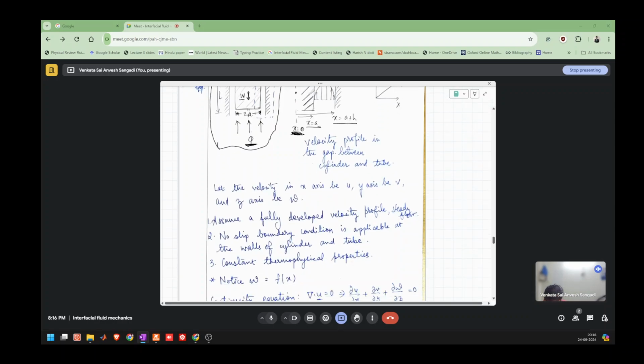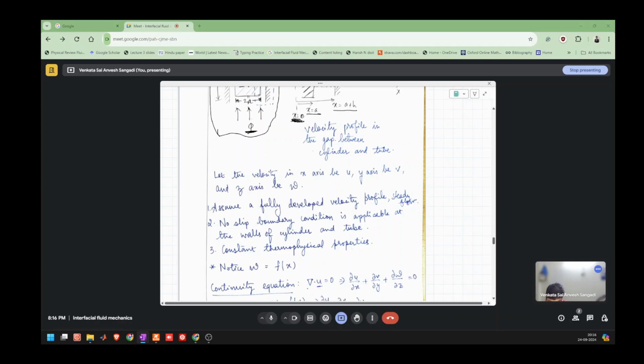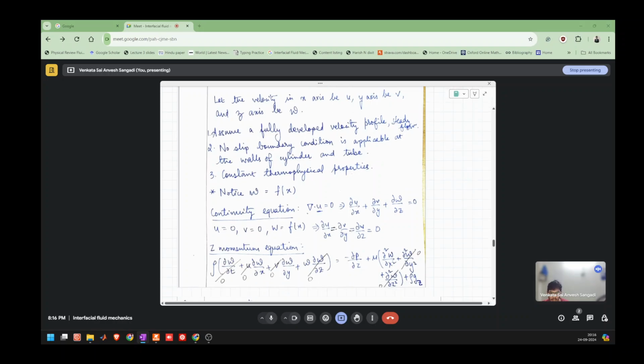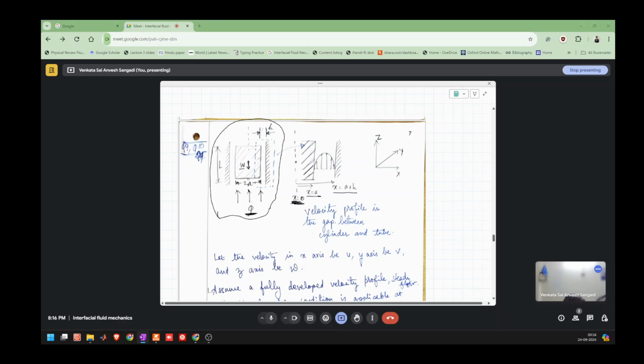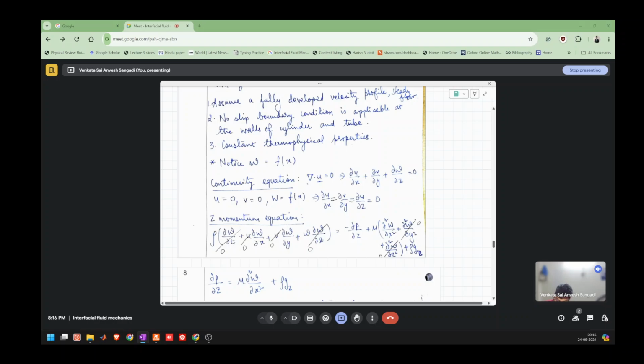So then we solve the equation. Basically, we write down the continuity and momentum equations for the gap. Here we take the full 3D equation, and therefore del dot u vector is equal to del u by del x plus del v by del y plus del w by del z, which is equal to 0.